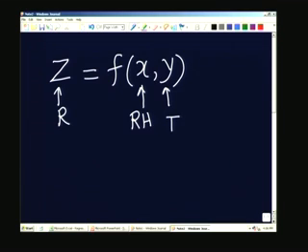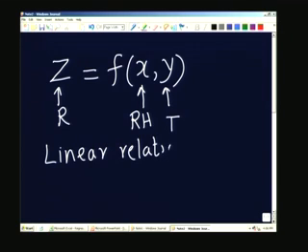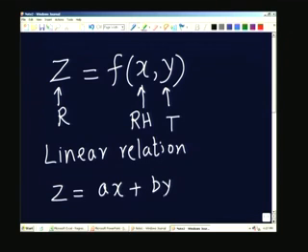Of course, we need not have only two variables here, we can have more than two variables. However, if the relationship z equal to f of x, y is linear, that means a linear relationship means we have z equal to ax plus by plus c. There are three parameters a, b and c.